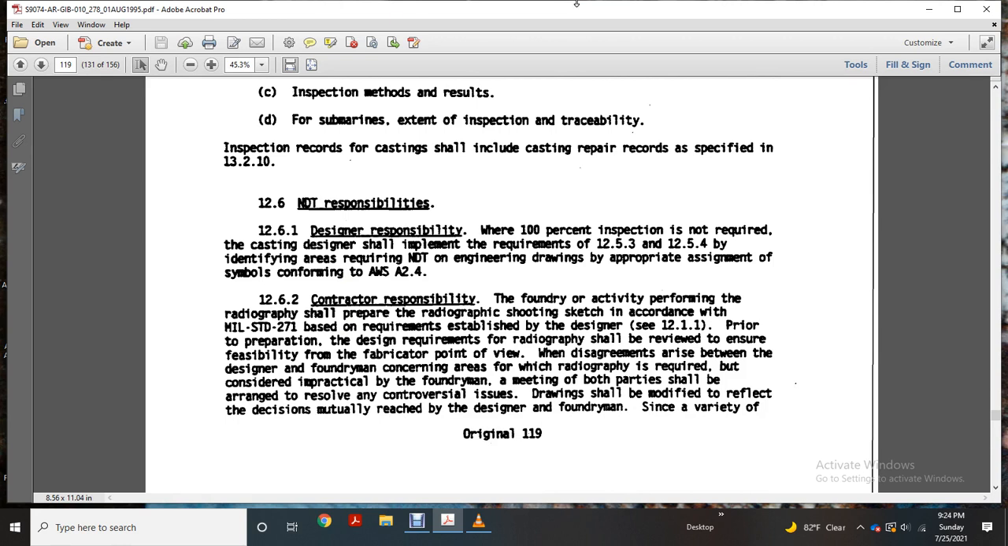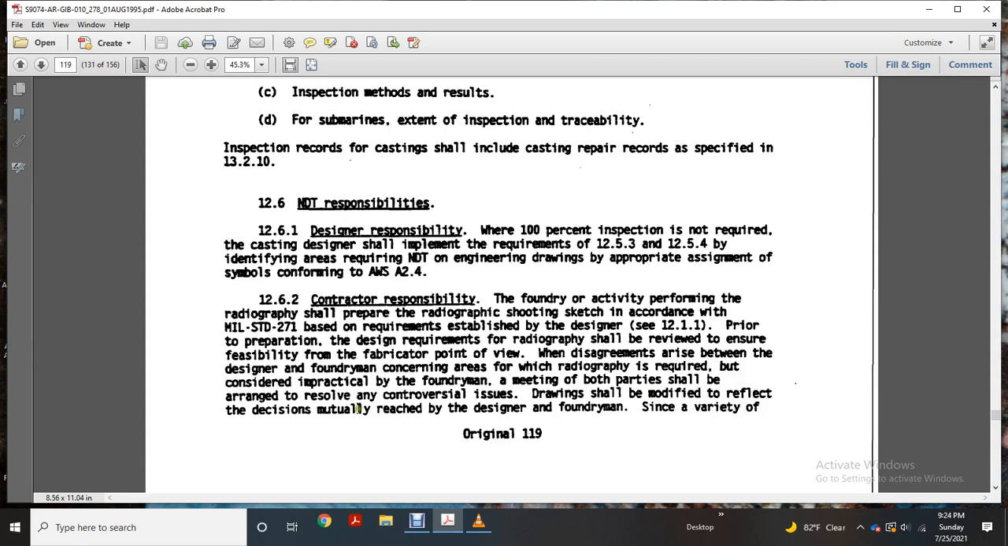Alright, contractor responsibility. Foundry activity performed with the radiograph and repair of the radiograph: shooting sketch of the core with MIL-STD-271 with the basis for the requirements established in design 12.11. Prior to the preparation of the design requirement, the radiograph shall be reviewed for feasibility. If, from an economic point of view, disagreement arises between the designer and foundryman, they can determine the area of the radiograph required, compared to what is practical for the foundryman, so that both requirements are met to resolve the controversial issue.